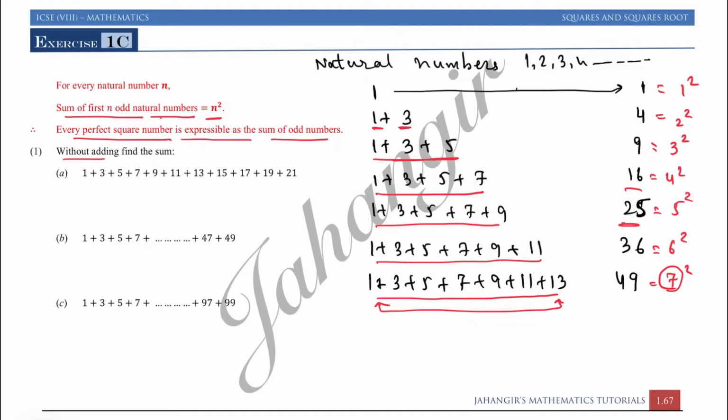Now, without adding, find the sum. So first we will check how many odd numbers are there. 1, 2, 3, 4, 5, 6, 7, 8, 9, 10, 11. 11 odd numbers are there, so its total will be 11 square, that is 121. You understood? Now what is this?